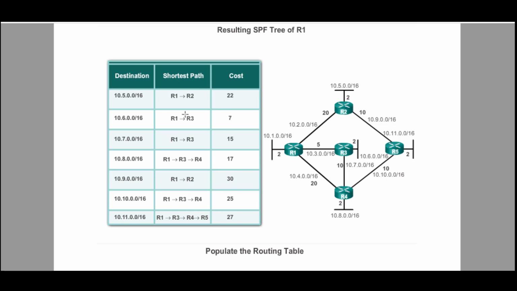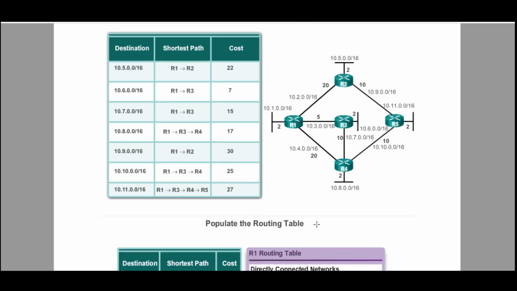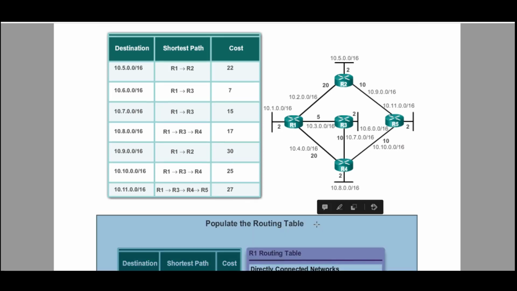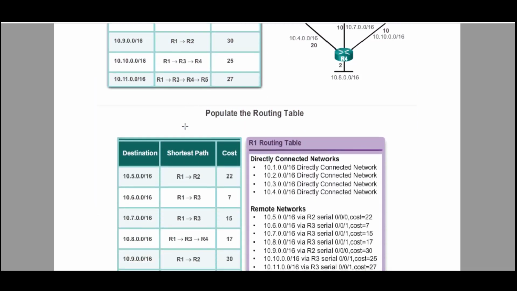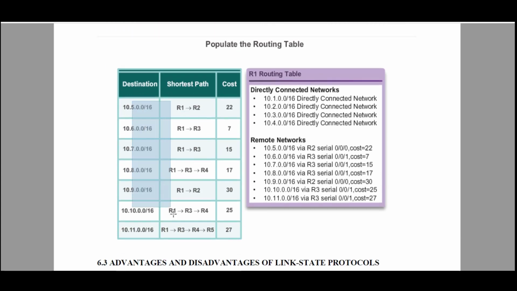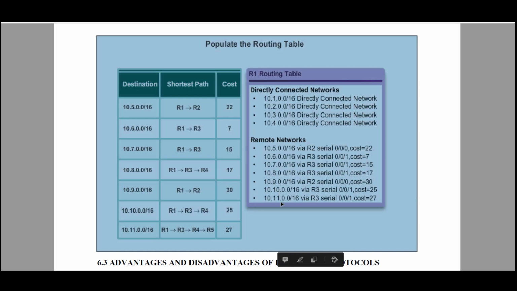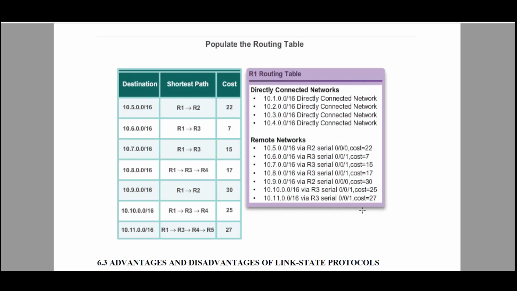So now the result is going to be the routing table. The result means the collection of shortest paths to all the networks. That is going to be available in the routing table. So 4 networks are directly connected, and for the remaining ones with cost, you can say 10.5, 10.6, 10.7, 10.8, 9, 10, 11, if I want to go, what is the shortest path? Everything will be available in your routing table.